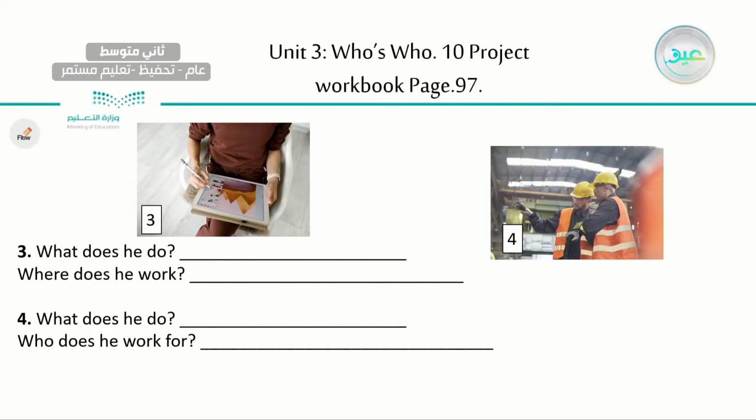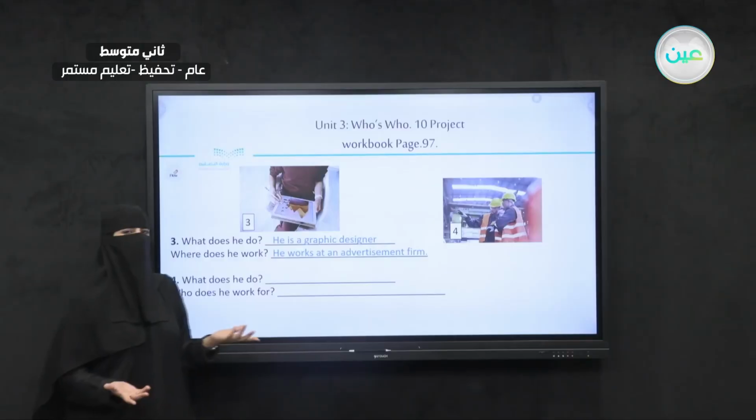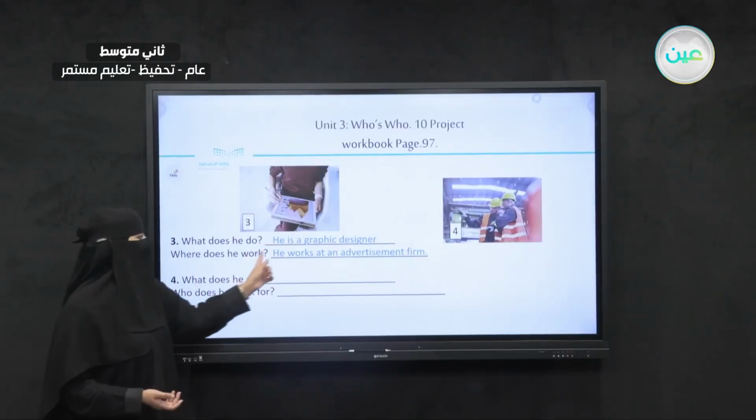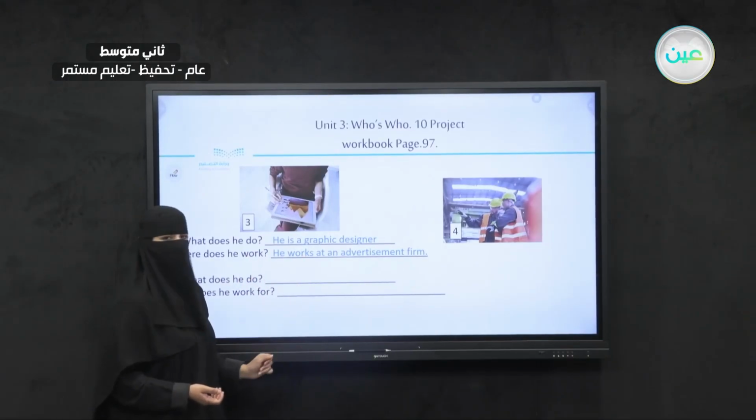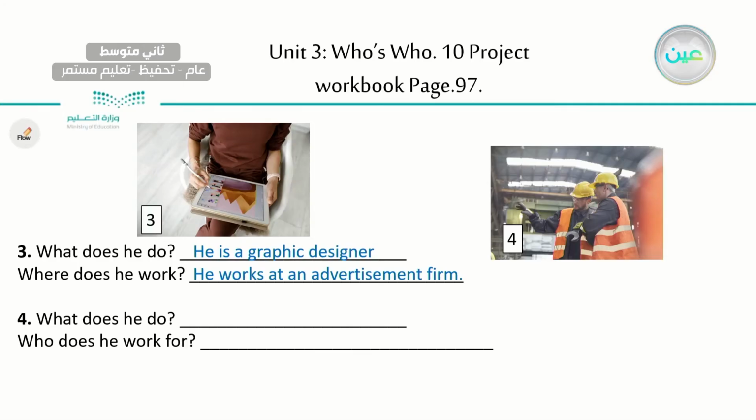Look at picture number 3. Do you remember this picture? What is the job of this person? What's the occupation? What does he do and where does he work? He is a graphic designer. A graphic designer. But where does he work? Look, he works, we have S with the verb here. He works at an advertisement firm. Advertisement firm. This is where a graphic designer can work.